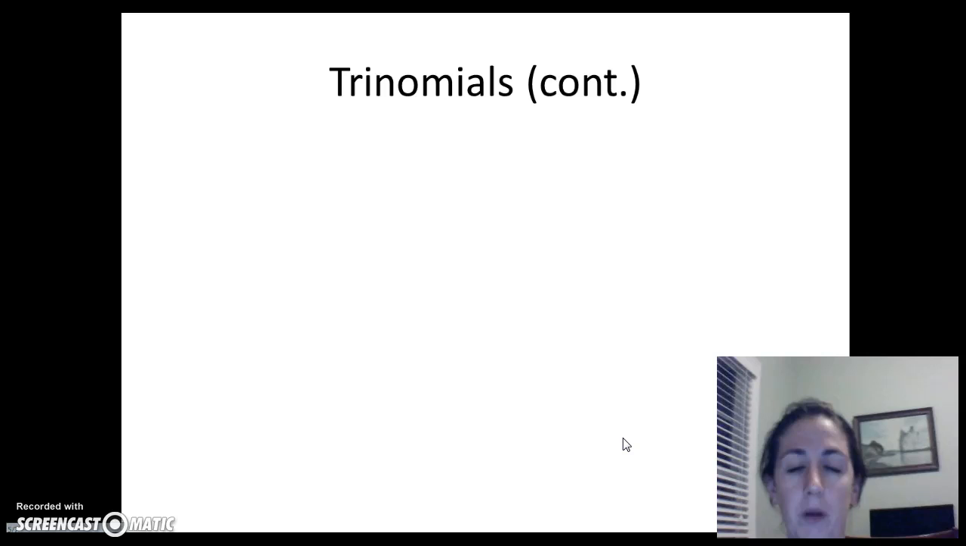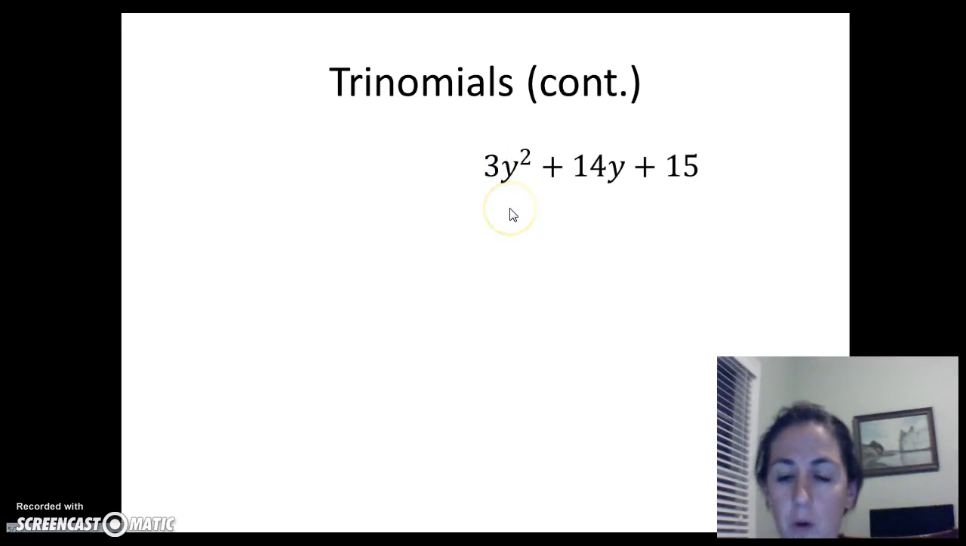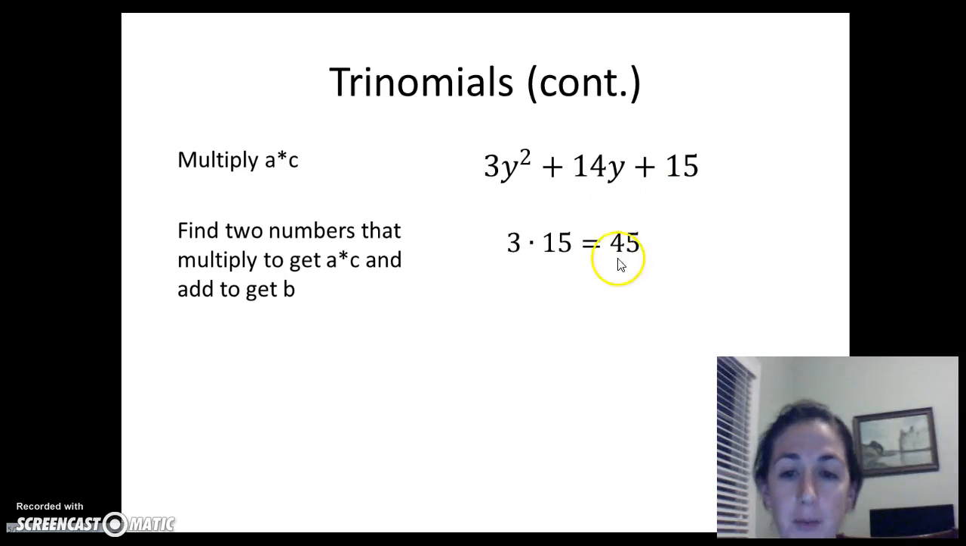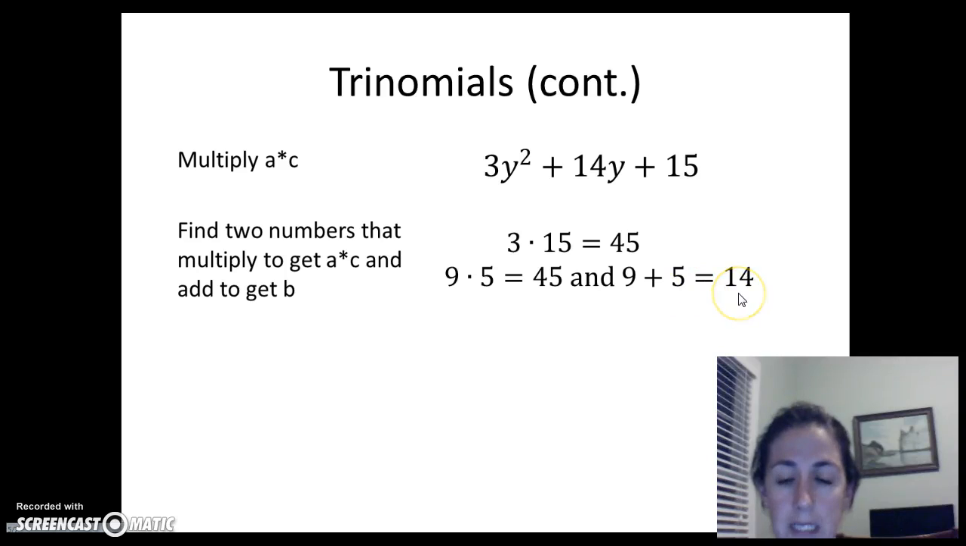The next type of trinomial is the one where you do have a number in front of the x squared or y squared, in front of the squared term. So here's what we're going to do. We're going to take this a and this c and multiply them together. So 3 times 15 is 45. Then we're going to find two numbers that multiply to get 45, that multiply to get that a times c, that add to b. So two numbers that multiply to get 45 that will add to 14: 9 and 5. 9 times 5 is 45, 9 plus 5 is 14.